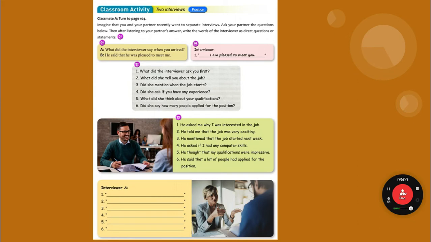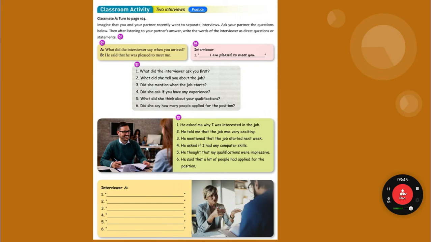Now we're going to look at interviewer A, which is the yellow box. This is on page 104 if you need to check it. All right. What did the interviewer say? What did the interviewer ask you first? What did you know about the company? What did she tell you about the job? The job is a little stressful. She said the job is a little stressful. Okay? She said the job was a little stressful.